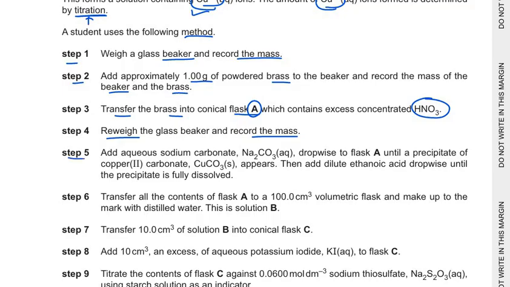Now in step 5, add aqueous sodium carbonate dropwise to flask A until a precipitate of copper carbonate appears. Then add dilute ethanoic acid dropwise until the precipitate is fully dissolved. Now transfer all the contents of flask A to a 100 cm³ volumetric flask and make up to the mark with distilled water, and this solution is solution B.